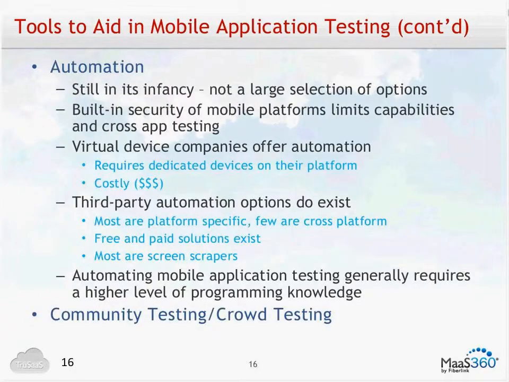Okay. I'll talk briefly a bit about automation. It's still in its infancy. There's not a large selection of options for automation right now, unfortunately. The same things that limit what we can do to a device as far as installing applications, all those same types of security measures that are in place on the devices, make automation hard. There are various options, but a lot of them are platform specific, right?